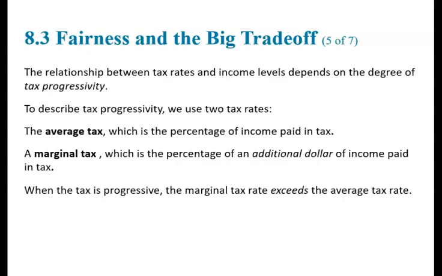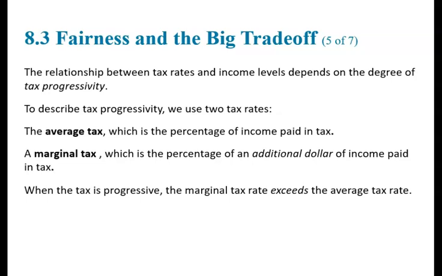So the relationship between tax rates and income levels depends on the degree of tax progressivity. And to describe tax progressivity, we use two tax rates: the average tax rate, which is the percentage of income paid in tax, and the marginal tax rate, which is the percentage of an additional dollar of income paid in tax. So when the tax is a progressive tax, the marginal tax rate exceeds the average tax rate. So what does that mean in simple layman's terms?